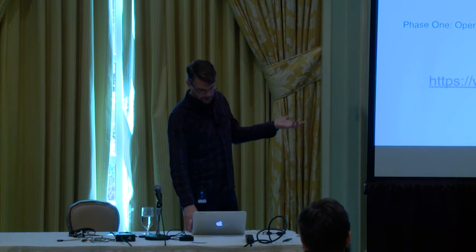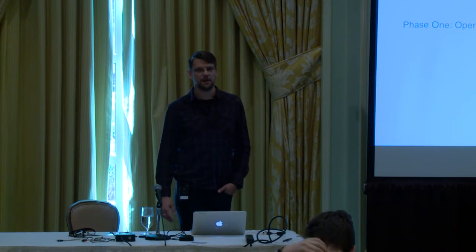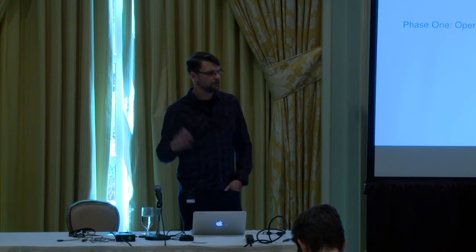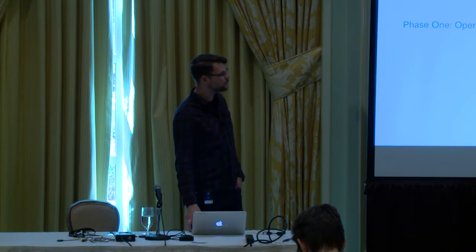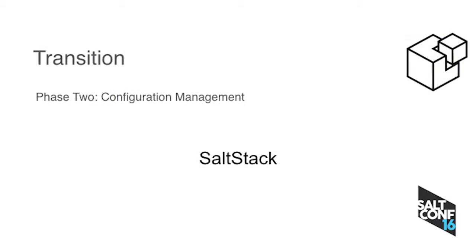But now we've got an image, and to make use of that image, we chose a tool from HashiCorp. Maybe you guys are familiar with Packer. We use it to build Vagrant boxes and AWS AMIs. You could use it to build things on other infrastructure platforms as well, but those are the two that we cared about. All right, next up, configuration management.